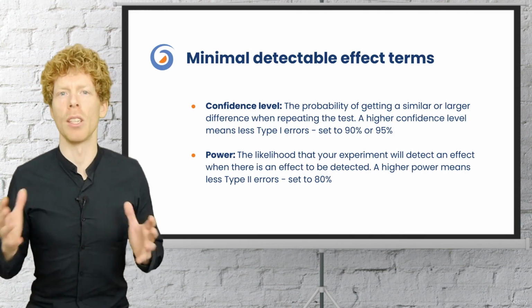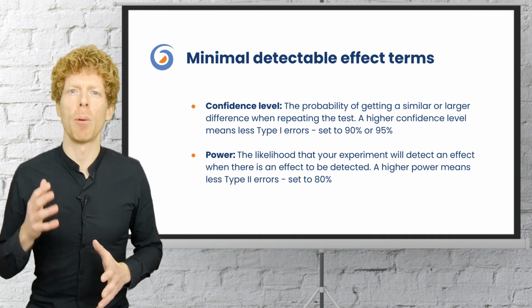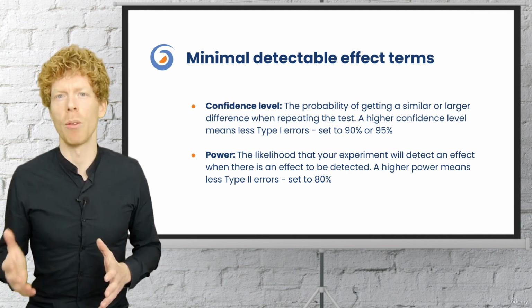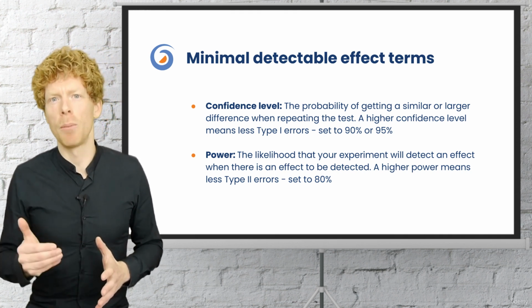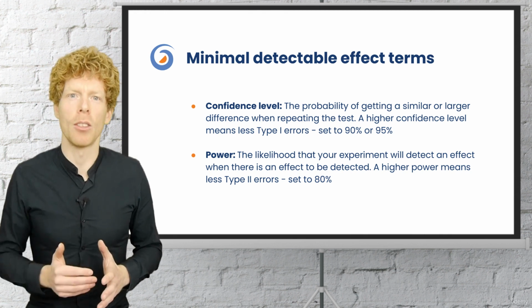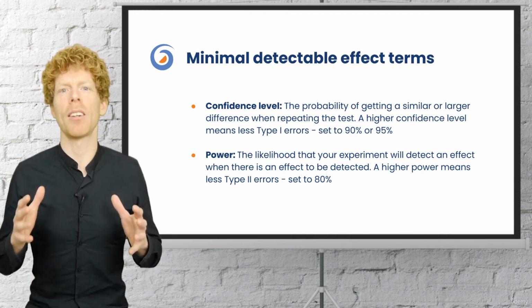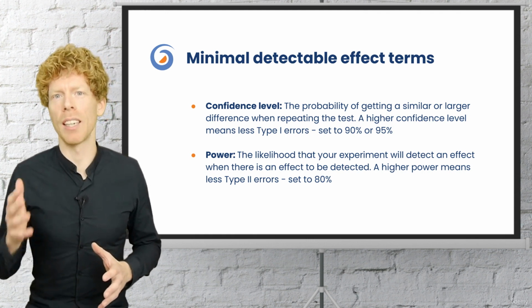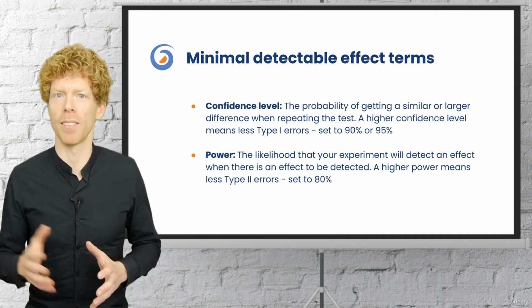Let's start with the confidence level. The confidence level or significance level is the probability of getting a similar or larger difference when repeating the experiment. So it is the percentage of times your experiment will show the same outcome when you repeat the experiment. If we set the confidence level to 90%, in 90% of the cases, the outcome of the A/B test will be the same or better.